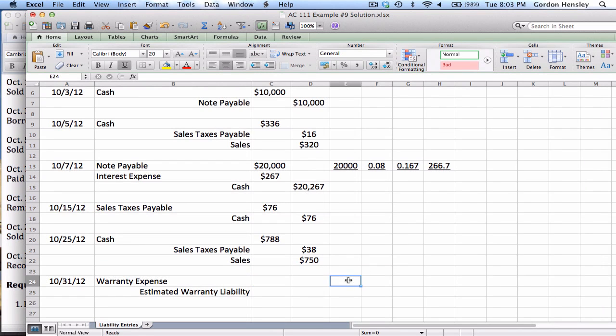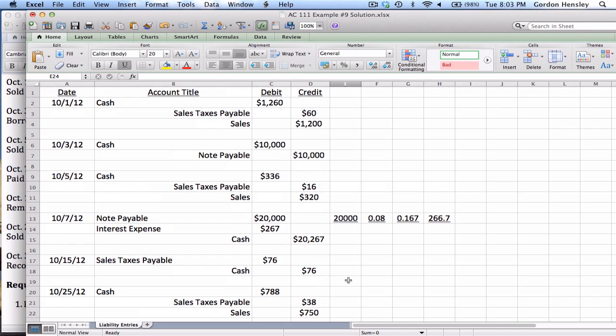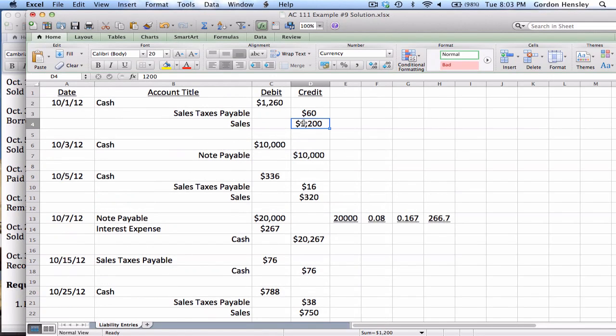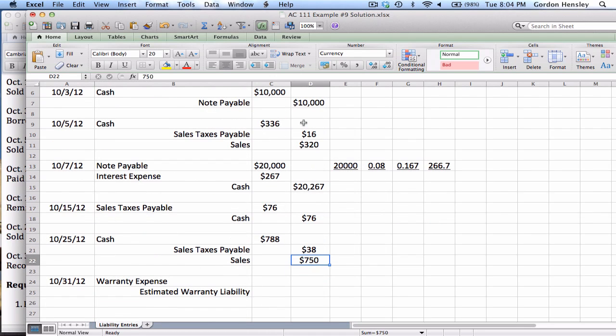Well, before I can do that, I've got to know how much total sales they've had. So they had several sales that occurred throughout the month. They had a $1,200 sale on the 1st. So we have that one, $1,200. That was borrowing money. Here was another sale, $320. That was paying a note. That was paying back the sales taxes. And here's the third sale, $750. So we basically had 3 sales. We had one for $1,200, one for $320, one for $750.